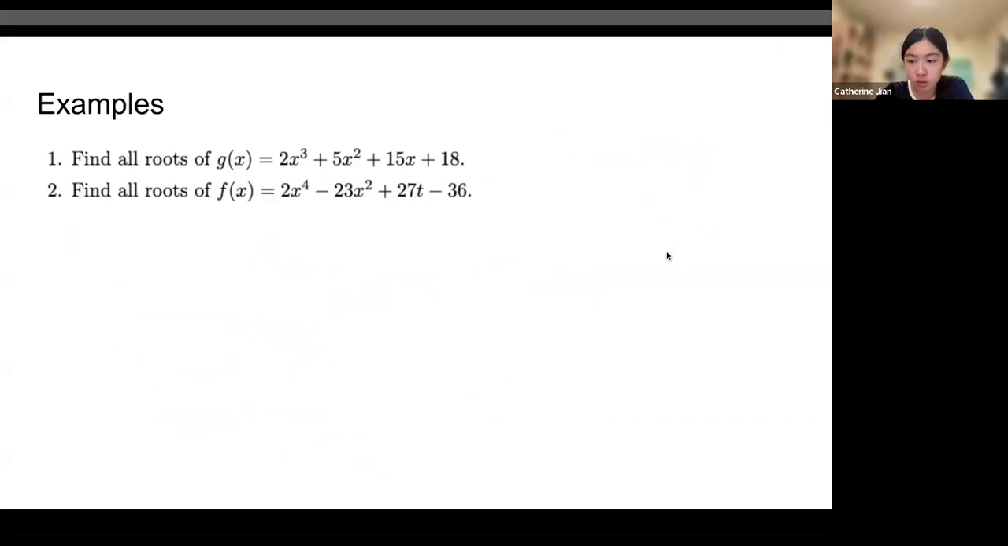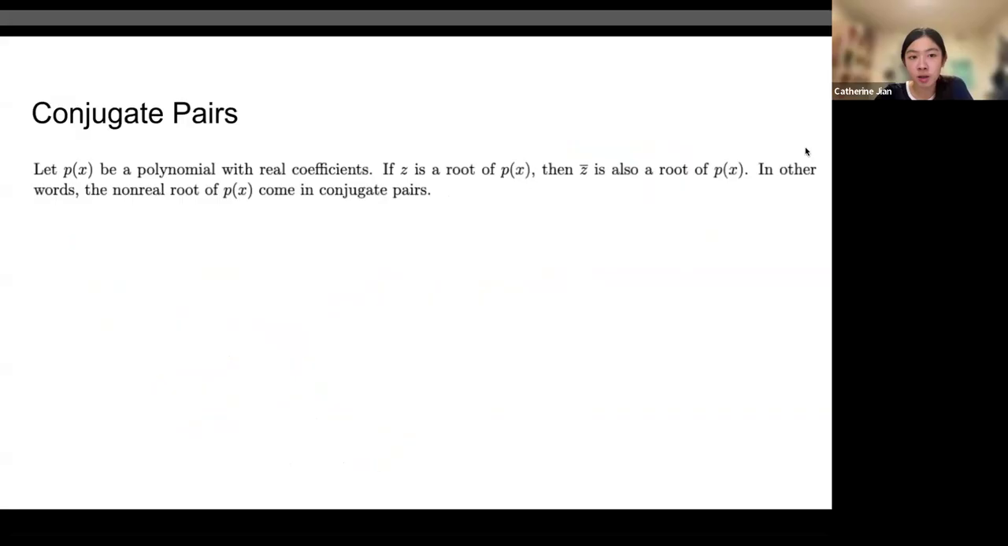There's a property that if p of x is a polynomial with real coefficients, and z is a root of p of x, then the conjugate of z is also a root of p of x. And so the non-real roots of p of x come in conjugate pairs. A really important part of this statement is that p is a polynomial with real coefficients. So this is not necessarily true if p has non-real coefficients.